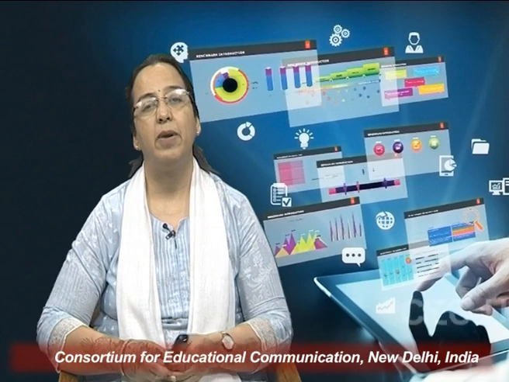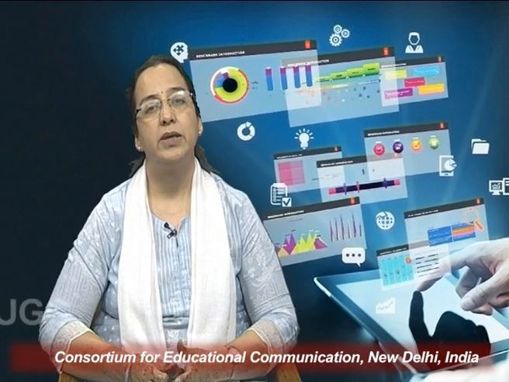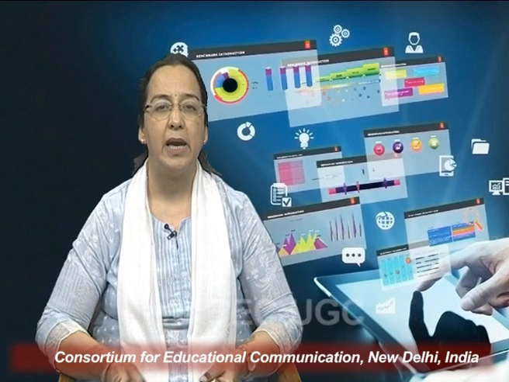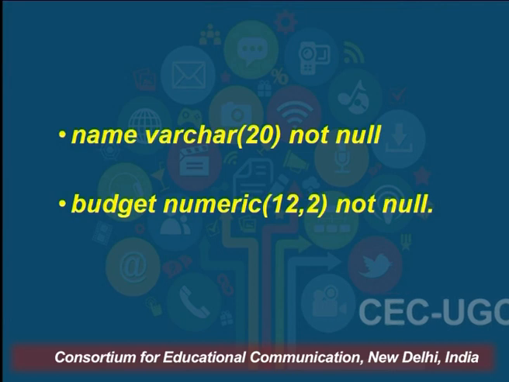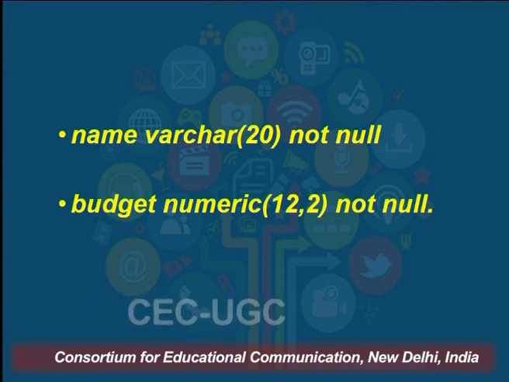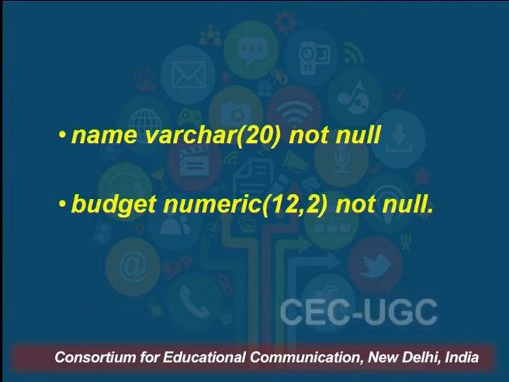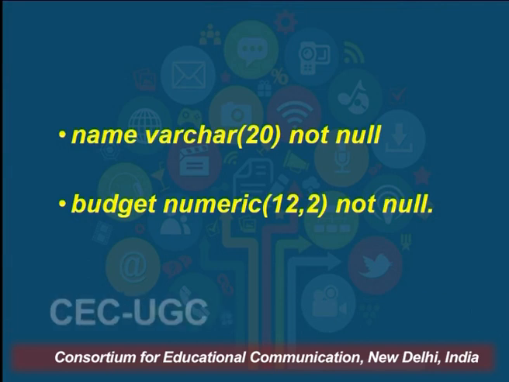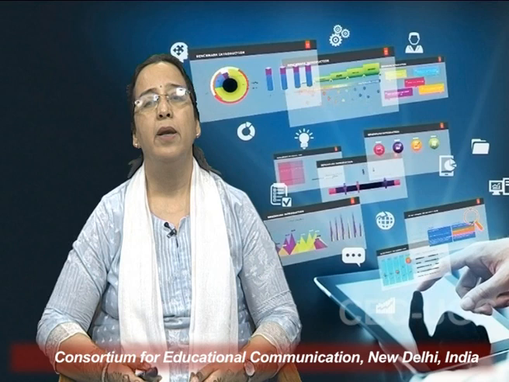So, for example, we can say alter table instructor add name not null, or name varchar 20 not null while creating the table, that is also fine. Then there is a numeric field which is budget, with a total of 12 digits, 2 digits after the decimal point. So, budget numeric 12, 2 as the specification of the data type, not null.